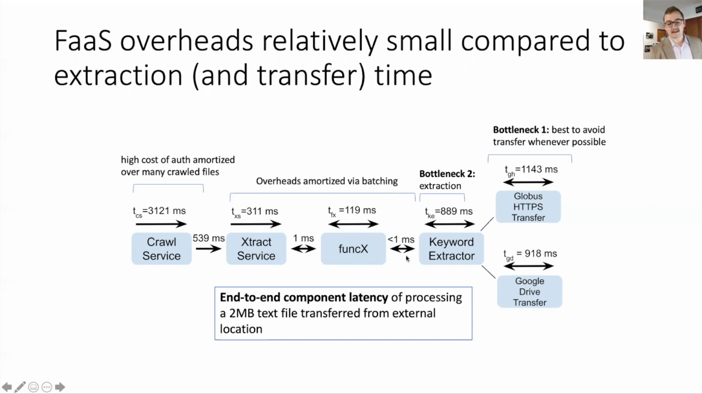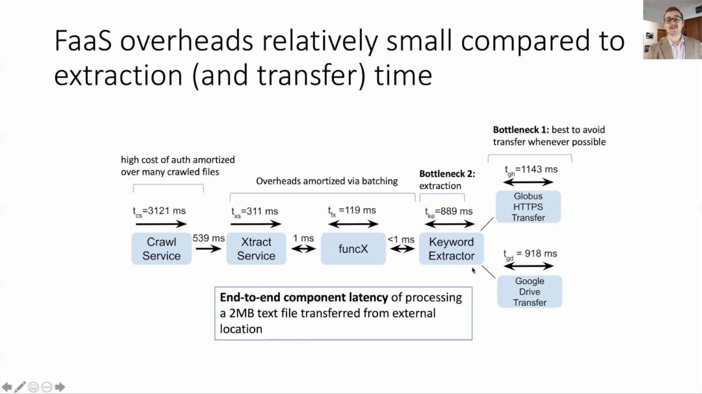You'll notice that Xtract and funcX have relatively small overheads that are amortized somewhat by batching. But then the bottlenecks are where we want them to be. First, the highest bottleneck, assuming crawling isn't a bottleneck, which I'll show in a minute, we can relax that assumption. But transfer takes the longest amount of time. So it's best to avoid this whenever possible. That's one of our main theses in this work.